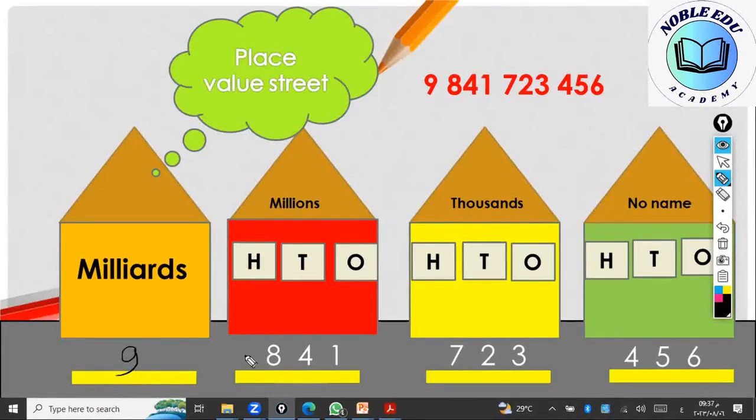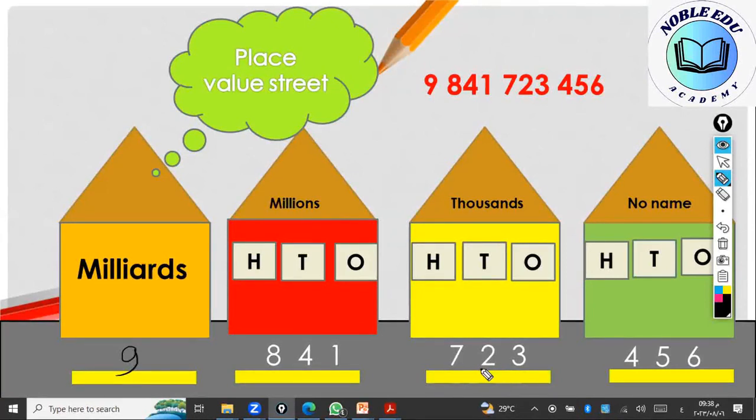Go to the house millions. Which number is in the house millions? Read it as 3 digits, 841, and after you finish, say millions. Now I have 841 millions. And what about thousand? 723. Read 723 as 3 digits and say thousand. And the last is 456. Now read the whole number: 9,841,723,456.